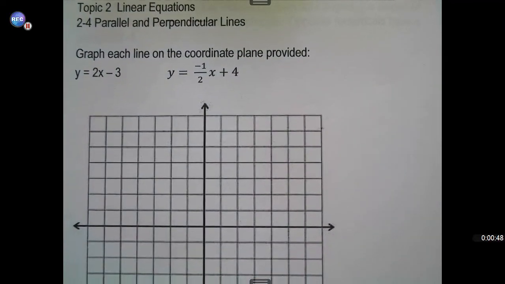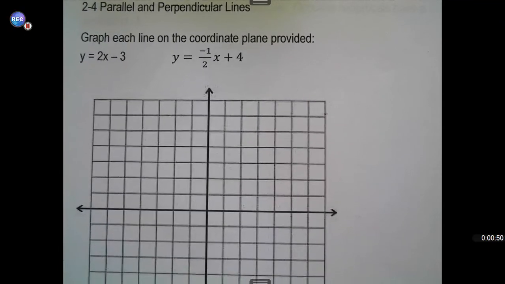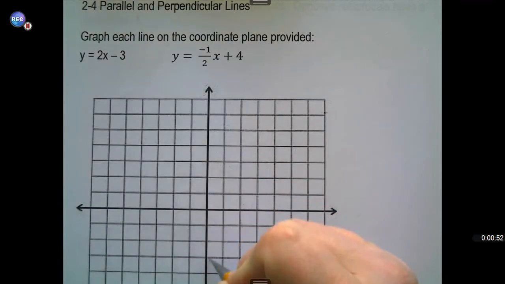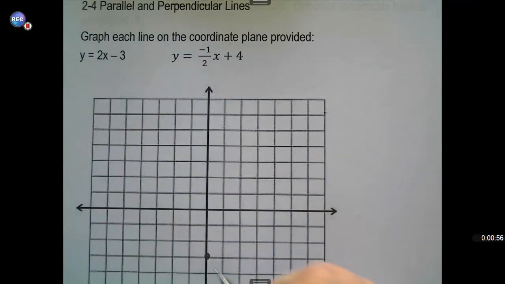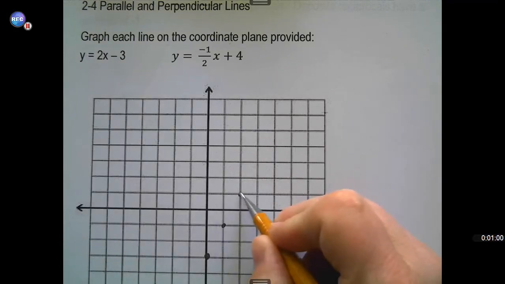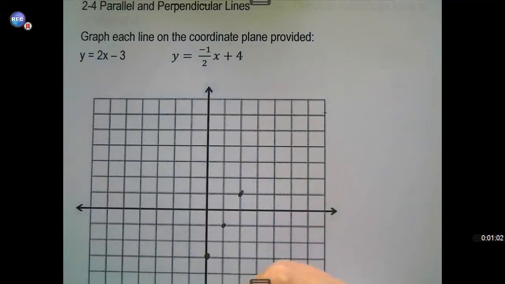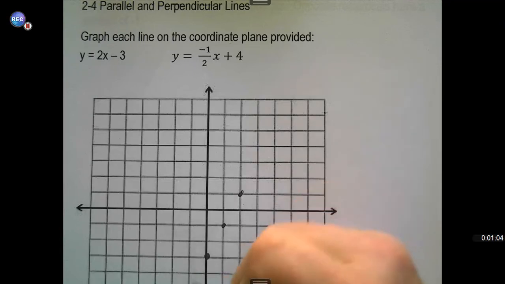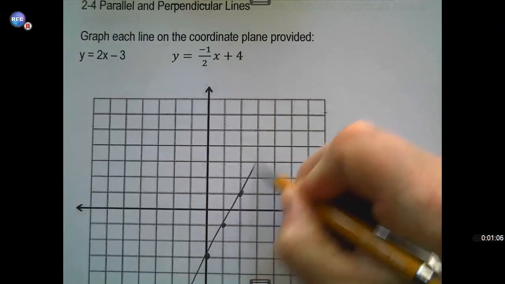So we start with the y-intercept on the left, which is at -3, and then the slope is 2, so I'm going to rise 2 and run 1, and I can do that again, or I could rise -2 and run -1. We get this line.